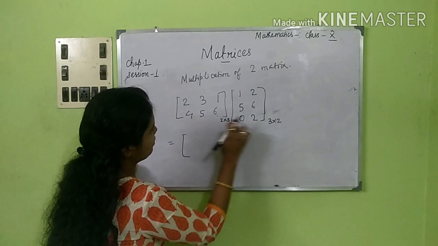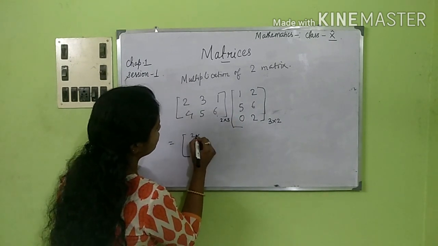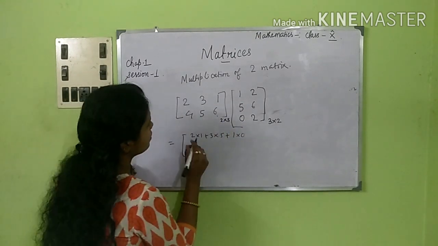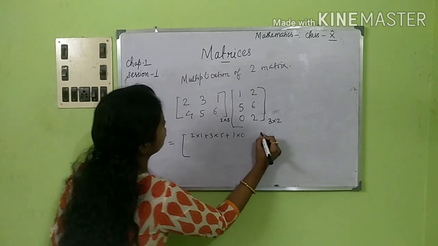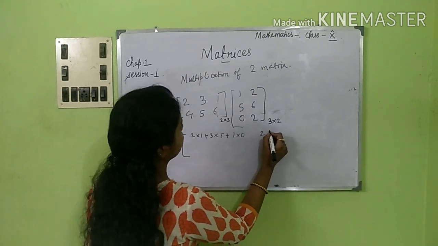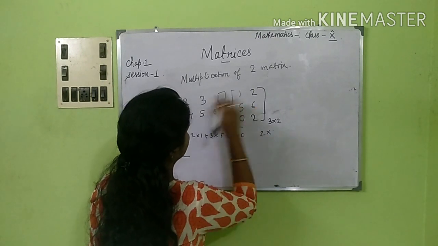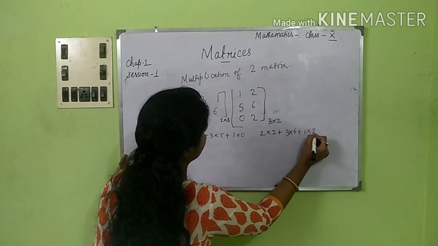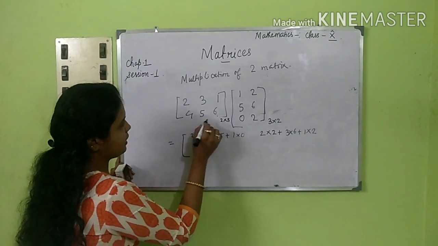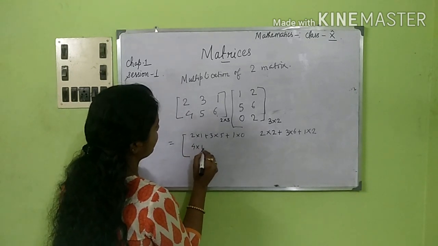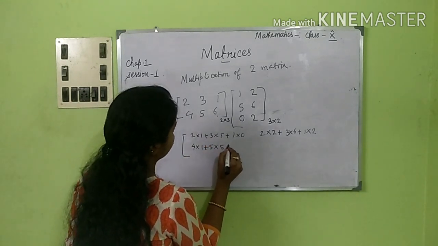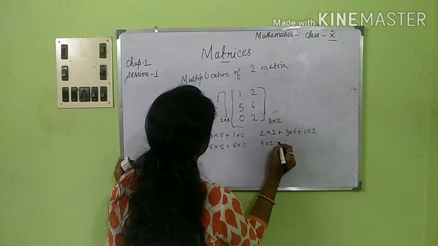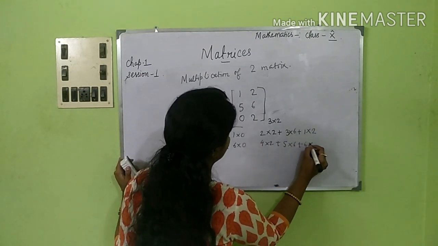Now this will be multiplied with this. So we are getting 2 into 1 plus 3 into 5 plus 1 into 0. Next one. 2 into 2 plus 3 into 6 plus 1 into 2. Okay. Next again. 4 into 1 plus 5 into 5 plus 6 into 0. Next one. 4 into 2 plus 5 into 6 plus 6 into 2.